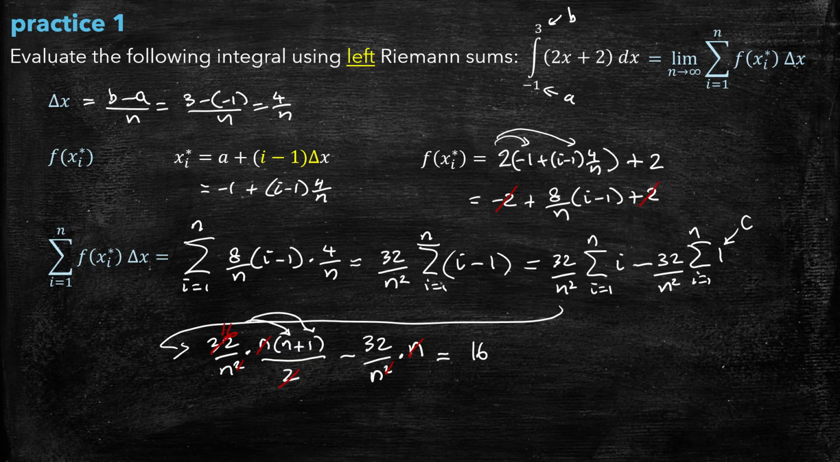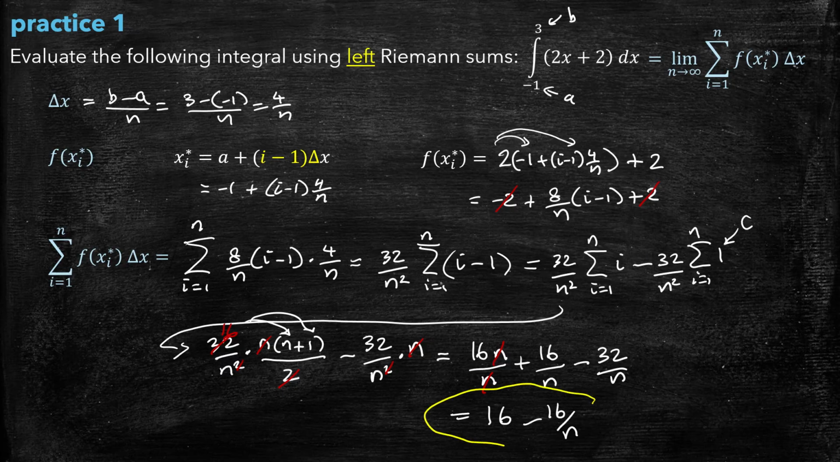So we have 16n over n plus 16 times 1 is 16 over n. And then we have minus 32 over n. And we see that the n's cancel, and we're left with 16 plus 16 over n minus 32 over n, which is minus 16 over n, and we are going to take this to the next slide for the next step.